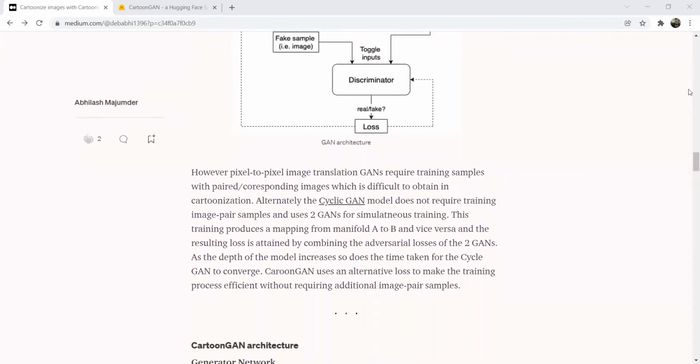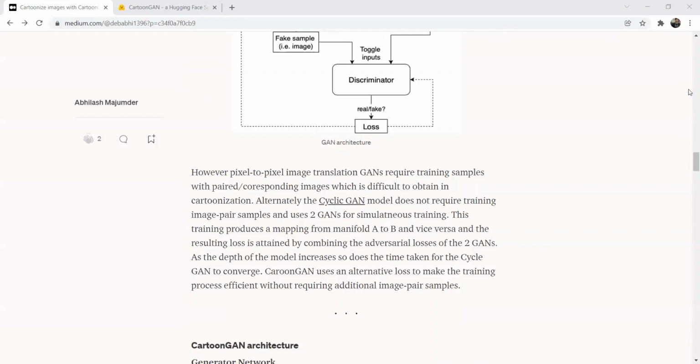Pixel-to-pixel image translation GANs require training samples with paired or corresponding images. This is also an important thing as well as a drawback, because if we were to have a pix2pix image translation GAN, in that case, we need to have paired images because it not only matches the localized semantics, but also the global semantics of a particular image. Now, this is very difficult to obtain in the case of cartoonization because we do not have as many samples of illustrations from the real world images in the case of CartoonGAN.